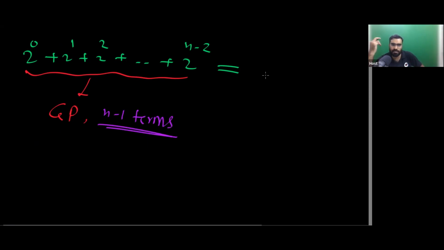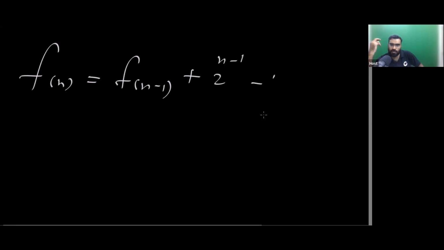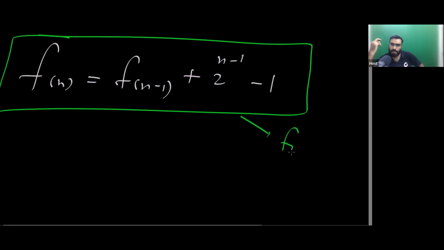So tell me, what is the summation? The summation is first term multiplied by common ratio power number of terms minus 1, divided by common ratio minus 1. So that is 2 power n minus 1 minus 1. So your final answer will be Fn minus 1 plus 2 power n minus 1 minus 1. This is the final answer.